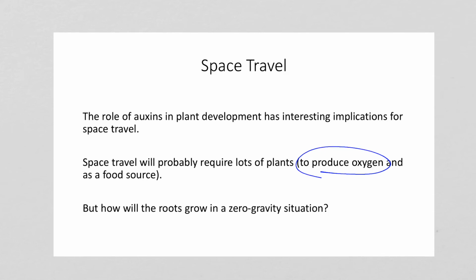But as we've seen, plants grow roots in response to gravity. So it's really, really interesting to think about how roots are going to grow in a zero gravity situation. Are you going to have roots that grow the same way that the shoots grow?